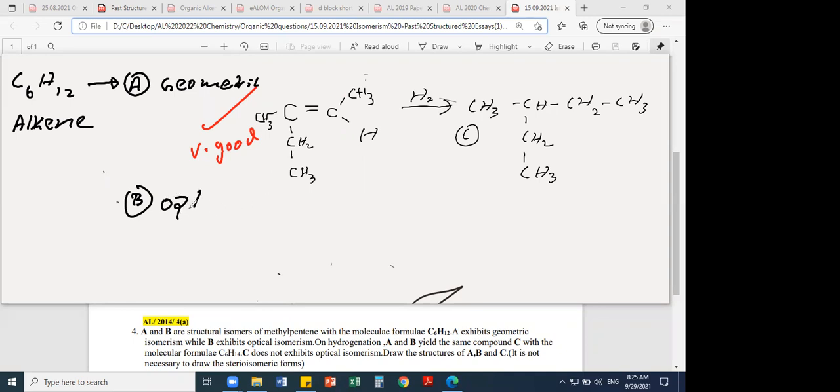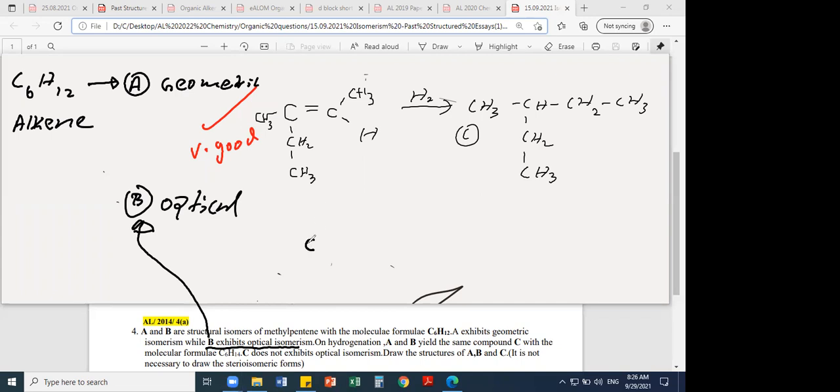So this one, now anyone to do B optical, look at the screen, look at the question again. B exhibits optical. Now I want you to draw the B here. Any volunteers? Optical B, same formula, C6H12. There must be a double bond also, and it should be optical also. You make the optical and then put the double bond later. You decide the central carbon and then around the central carbon, make it optical.